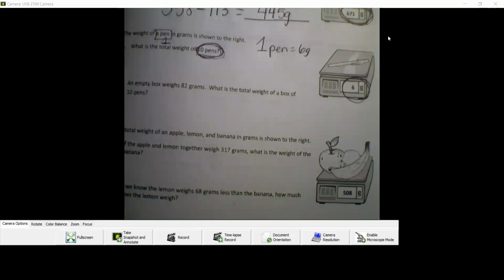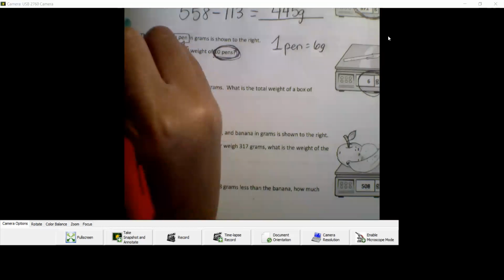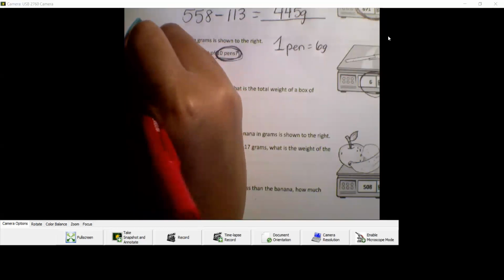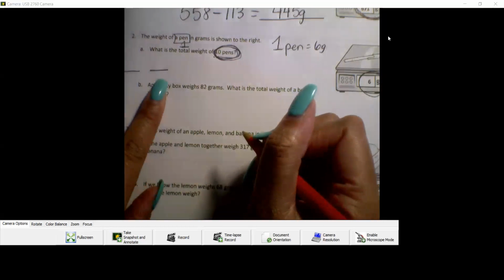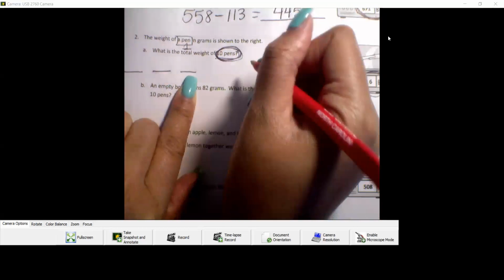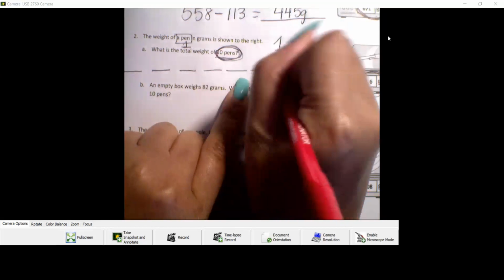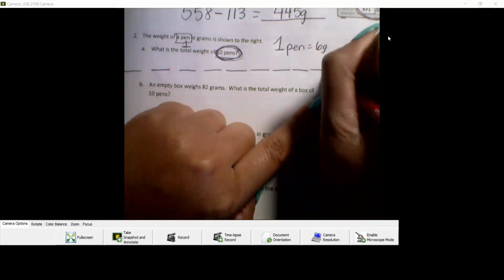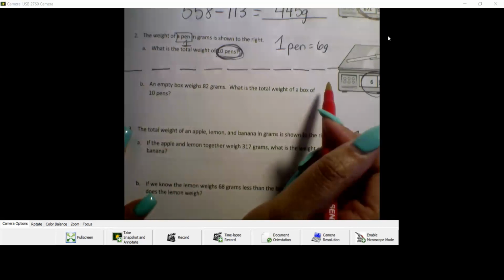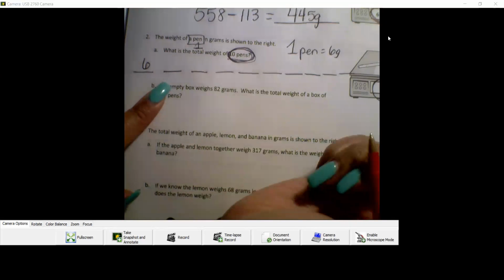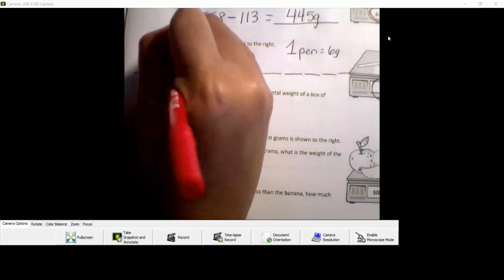Something that I told the class before is that I would draw a line for each pen. So pen 1, pen 2, pen 3, pen 4, pen 5, pen 6, pen 7, pen 8, pen 9, and pen 10. So I know that one pen is 6 grams. So I'm gonna write 6 grams up there. Well, I know pen 2 is gonna weigh the same, so it's also 6 grams.